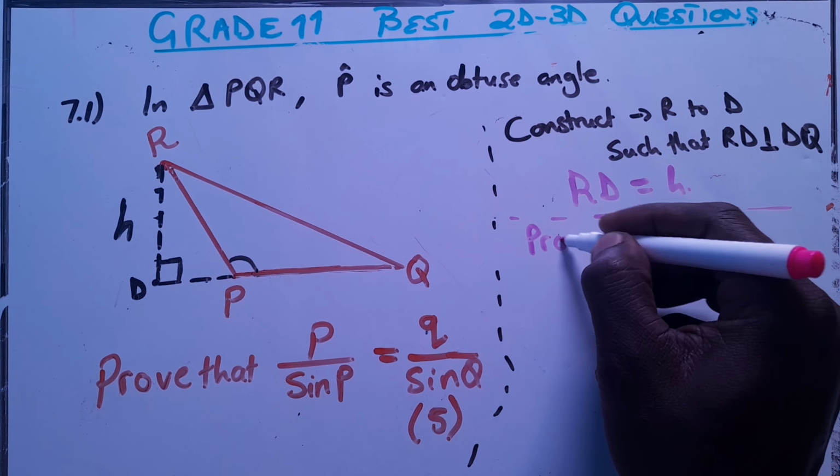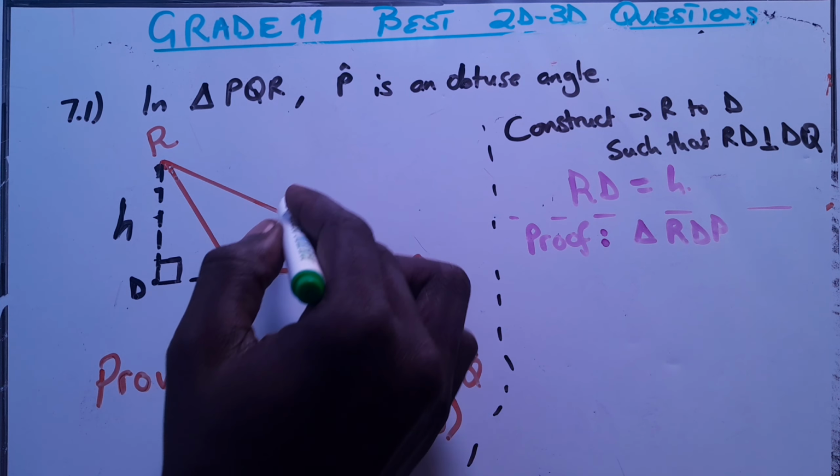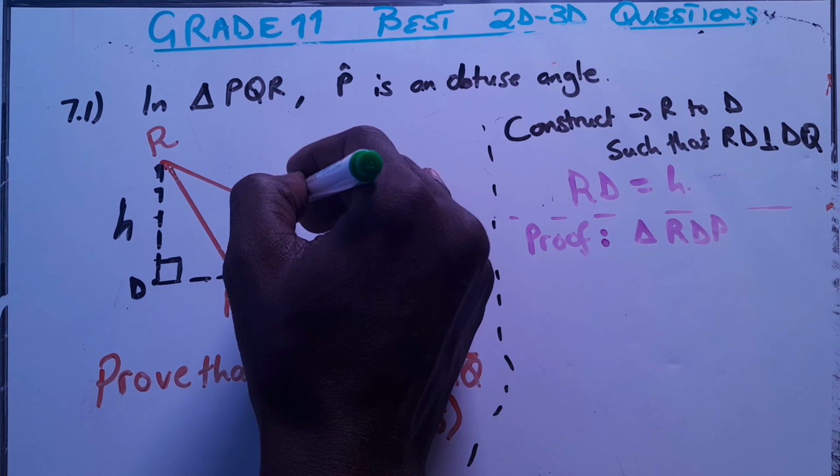So let's see. If we check in triangle RDP, can you see triangle RDP? Obviously, don't forget that this side opposite to angle P, we call it p, and this side opposite to angle Q, we call it q, and this side opposite to angle R, we call it r. Don't forget that.